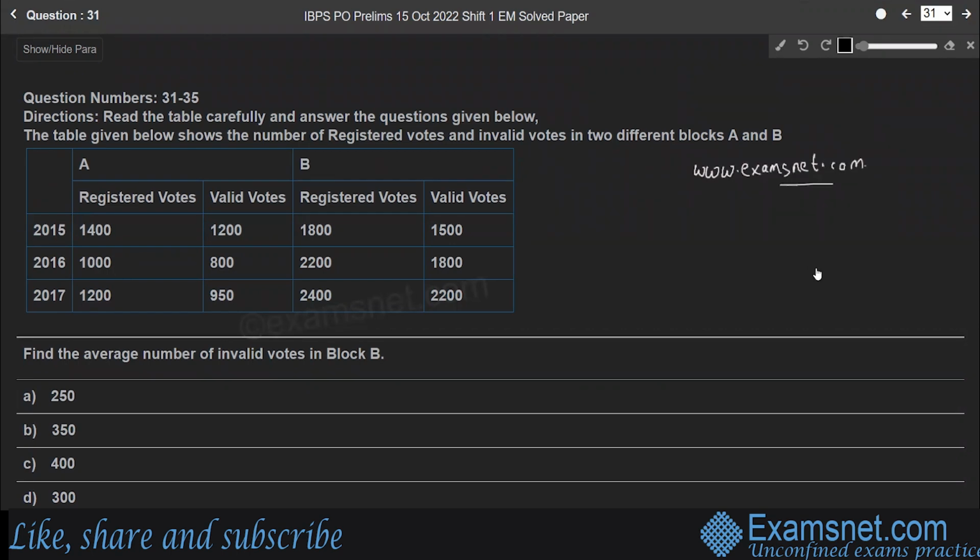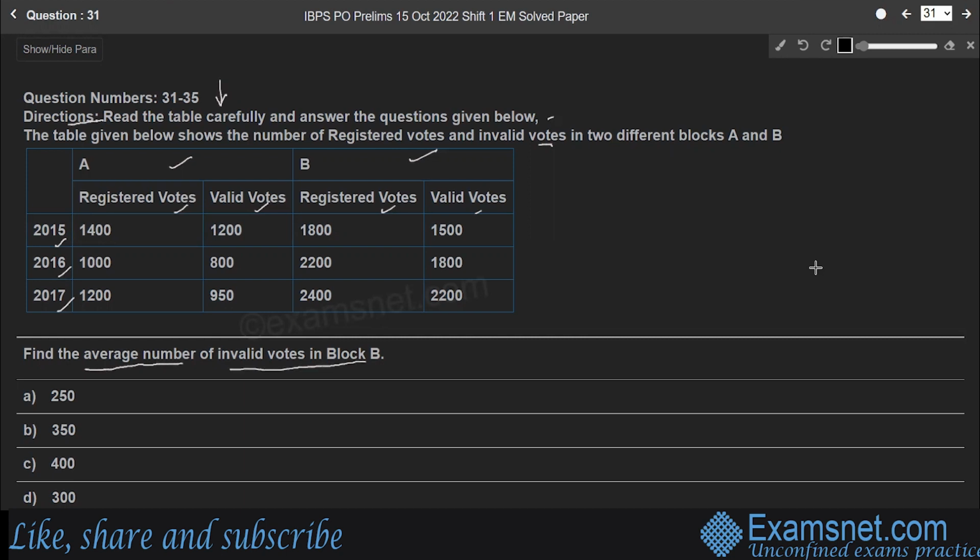Let's begin with question number 31. Questions from 31 to 35 are based on the below information. Direction: read the table carefully and answer the questions given below. The table shows the number of registered votes and invalid votes in two different blocks A and B, in the years 2015, 16 and 17. So the number of registered votes and valid votes are given, and also in block B. The question is, find the average number of invalid votes in block B.